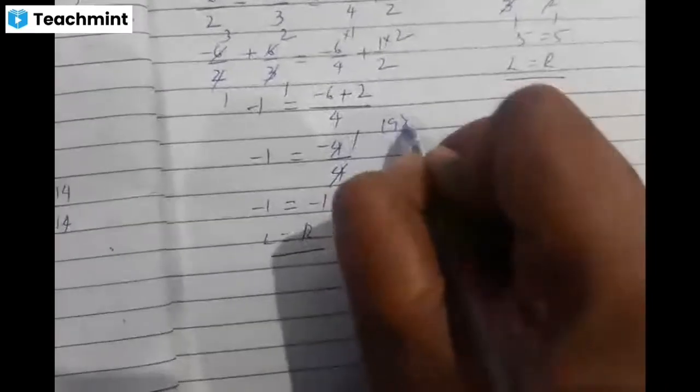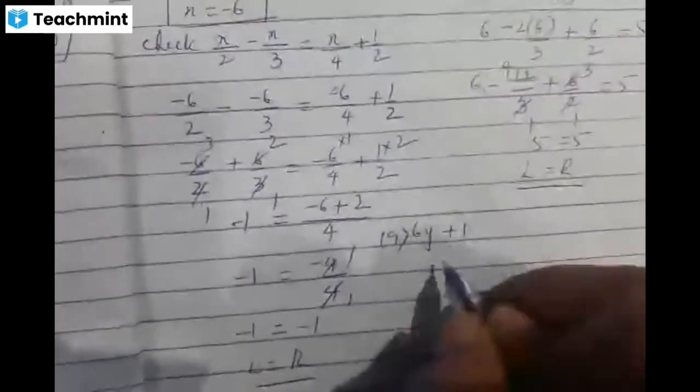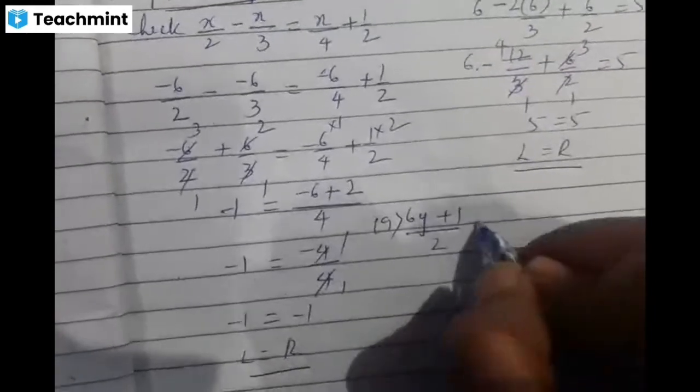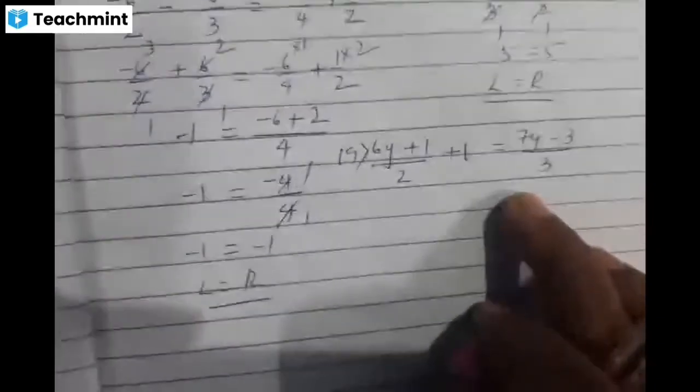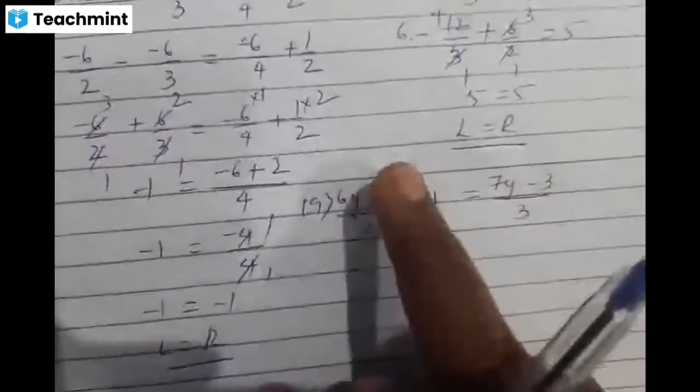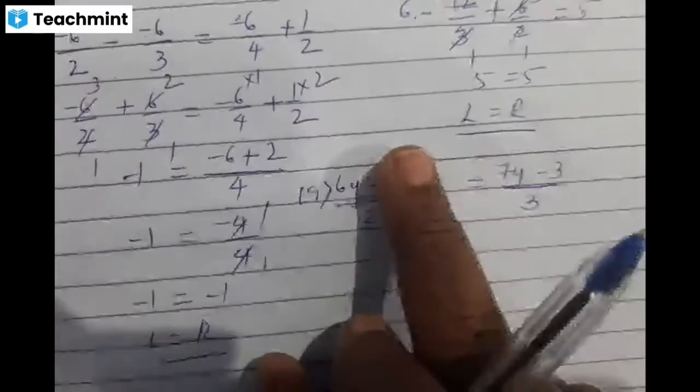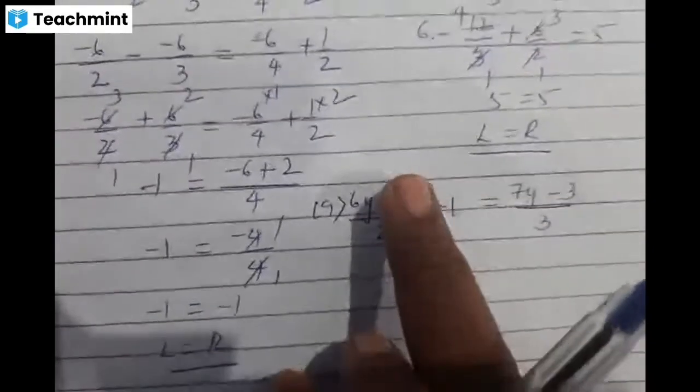19 is also of the same type, children. 19th question, that is (6y plus 1) divided by 2 plus 1 is equal to (7y minus 3) divided by 3. Here the question is a little different, children. You have to be careful while solving. So what happens here is plus 1 is there. Plus 1 has to be considered separately.